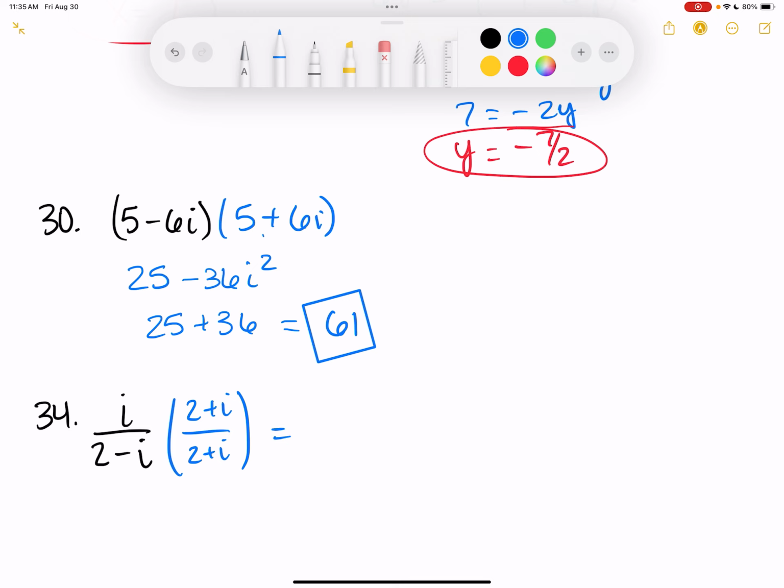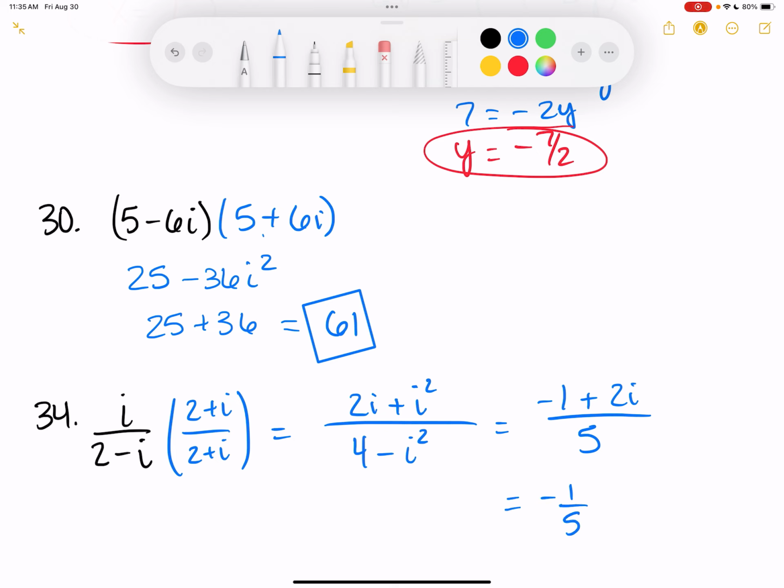So on top, I get 2i plus i squared. On the bottom, this is a difference of squares. So what does that factor into? 4 minus i squared. So I'm going to rewrite the top as negative 1 plus 2i over 5. Now, this is not in standard form until I split it. So the answer needs to be negative 1/5 plus 2/5 i to be completely right.